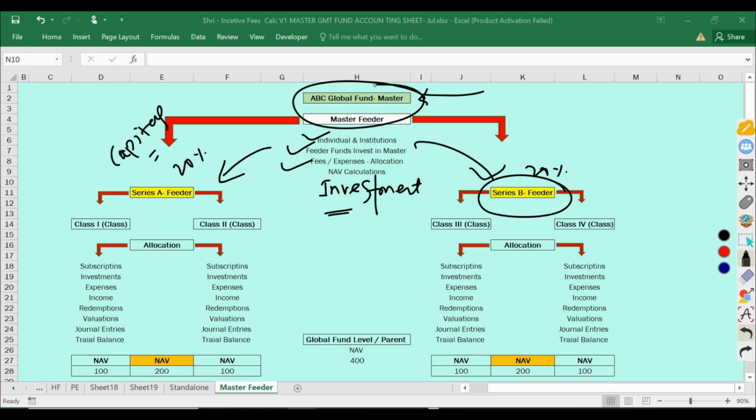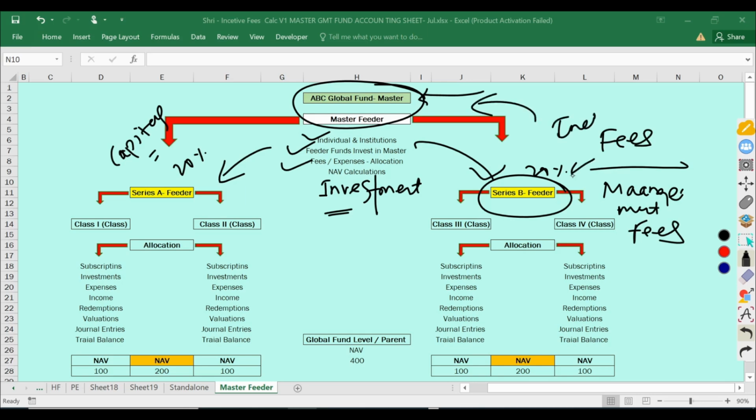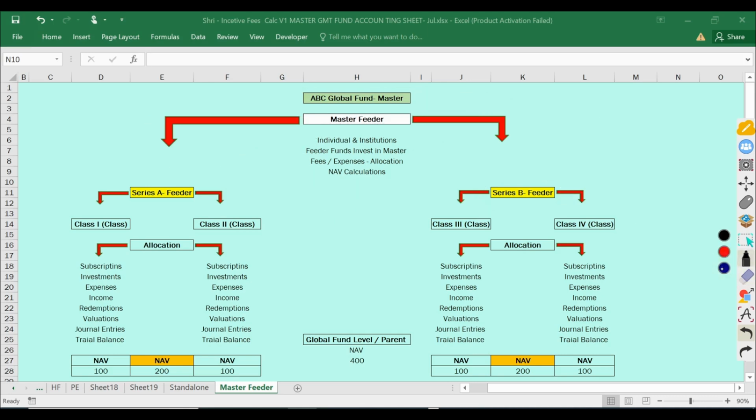What about, sir, incentive fees calculation, or let's say management fees calculation? We calculate management fees at the feeder level, and even incentive fees we calculate at the master level as well as at the feeder level. So it means basically it's a structure. The structure is best for tax calculations or tax allocations, or if you want to manage a complex investment structure, we can create a master and feeder and then manage it.